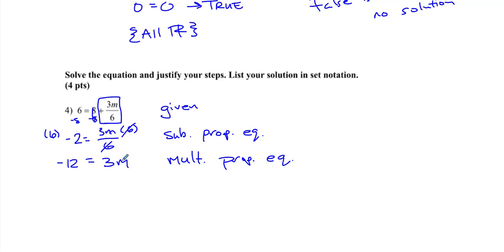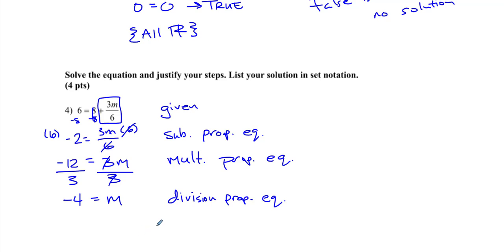Okay, now I need to get rid of this 3 next to my m. They are multiplying right now. Opposite of multiplying by 3 is dividing by 3. Negative 12 divided by 3 is negative 4. Okay, these are gone and I have m. So this step to this step, I did the division property of equality.